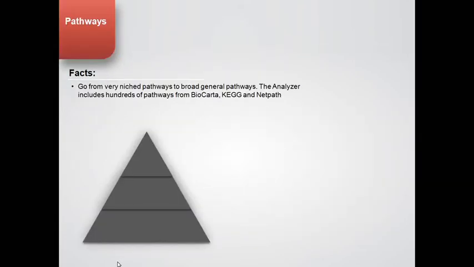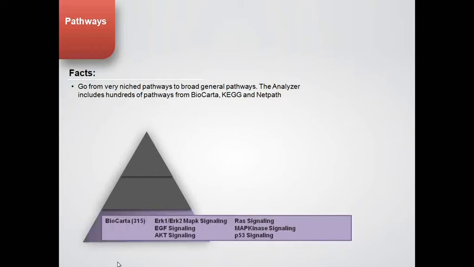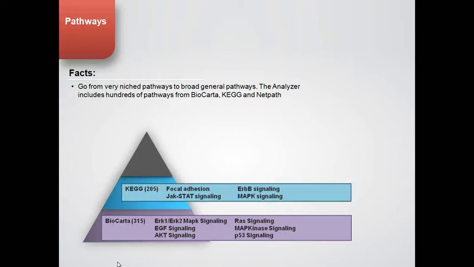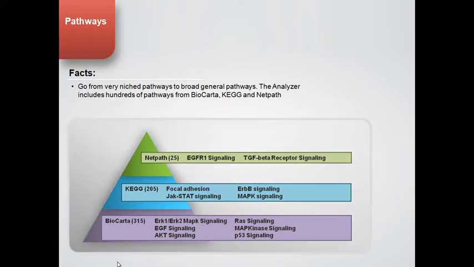Pathways. You can go from very niche pathways to broad general pathways. The analyzer includes hundreds of pathways from BioCarta, KEGG, and NetPath. BioCarta is the greatest source of pathways with 315 pathways associated with it. Next is KEGG with its 205, and finally NetPath with its 25 pathways.